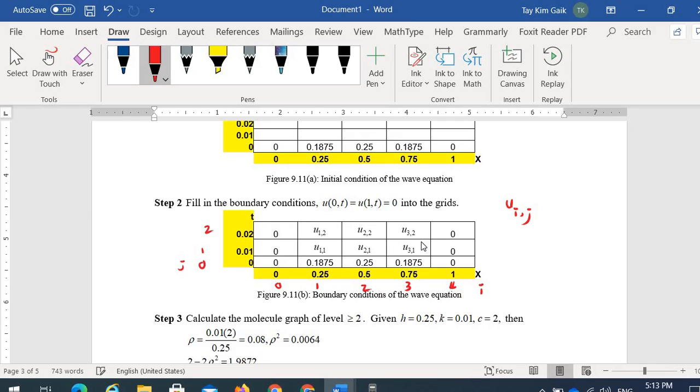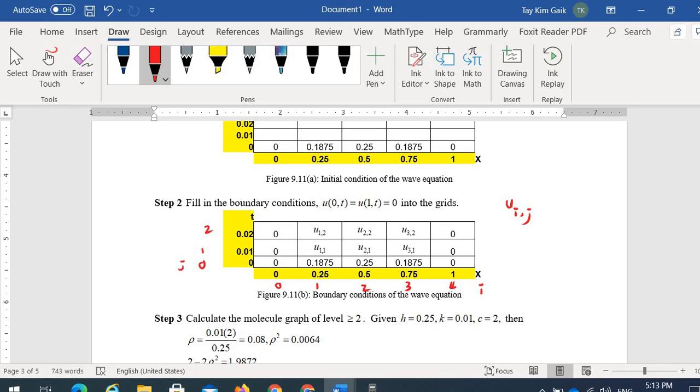So this is i is 1, j is 1. So U11, U21, U31, up to U32. Okay, i is 2, j is 2, U22; i is 1, j is 2, U12. That's how we label it. Okay, after we put it, draw the grid with initial condition, boundary condition, and we know we got these 6 values that we are going to solve.